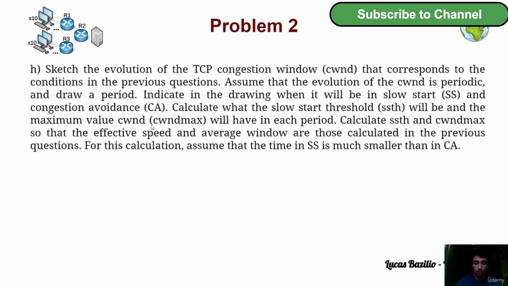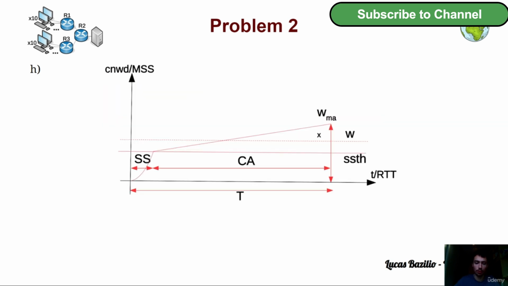So essentially, this is the congestion window max value we'll have in each period. Calculate the slow start threshold and the congestion window maximum so that the effective speed and average window are those that we calculated in the previous questions. For this calculation, assume that the time in the slow start is much smaller than the time in the congestion avoidance phase. So let's draw and let's sketch this period.